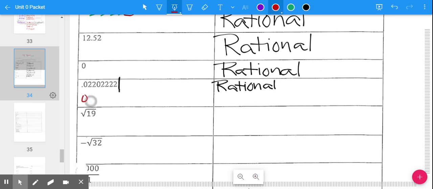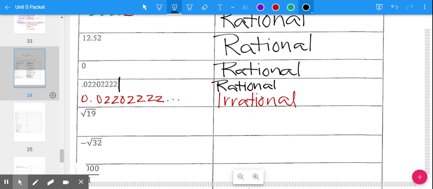If it had the ellipses at the end, 0.02202222..., to signify that that continues going on, there is no pattern in that, which would make it irrational. So you need to pay attention to whether or not the decimal stops, or if it has that ..., which means it continues going.